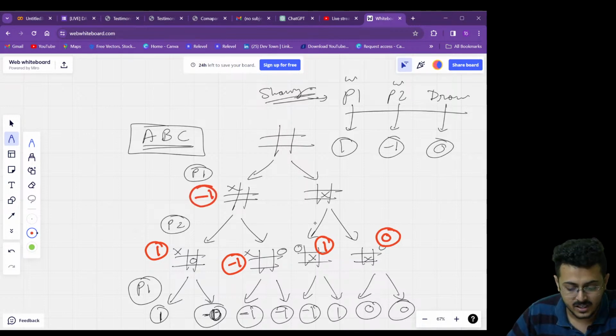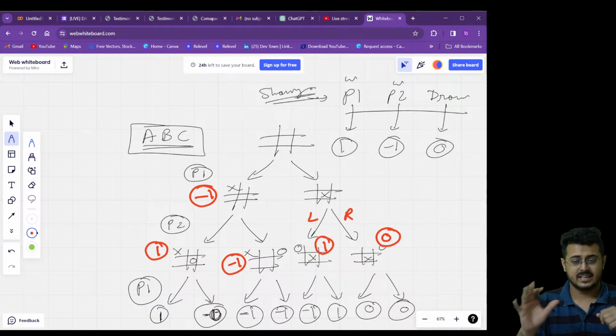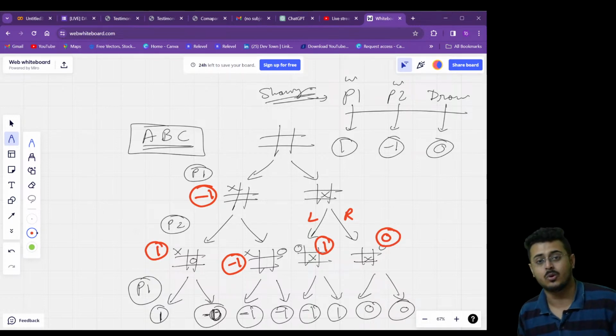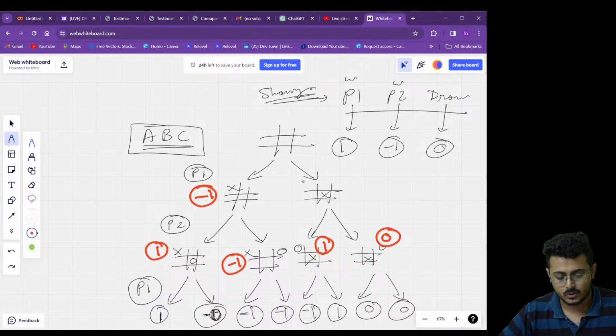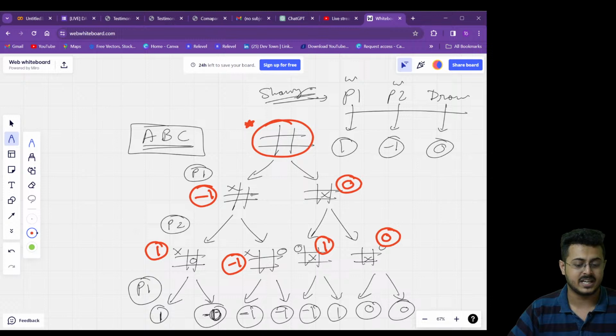Similar to that right over here, will player 2 go towards left or right? Yes, they will go towards right, because in left, player 1 will win. That is not something they want. They want to minimize the score, and hence they will go towards right. So the game state will have 0 value. Then we'll come to the original game state, the initial game state itself.